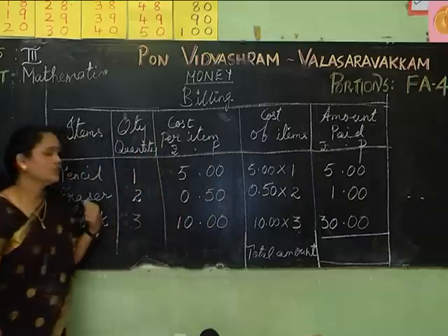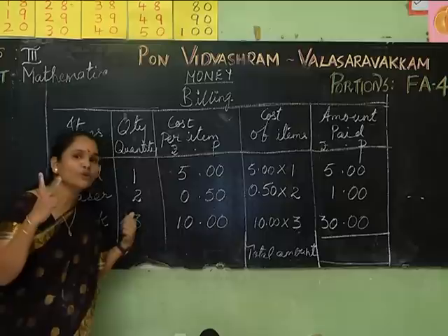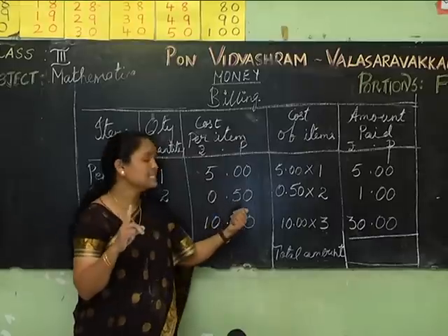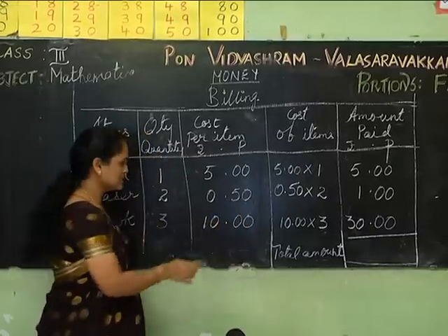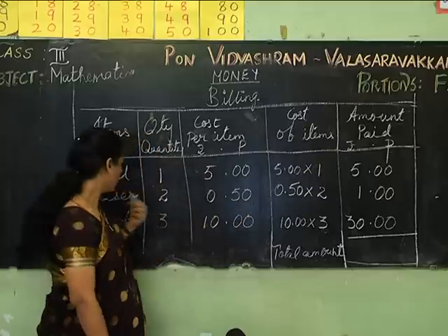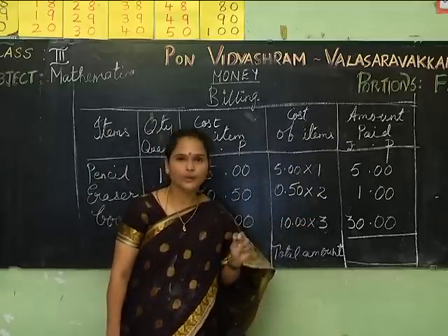The next, you bought an eraser. But this time you bought 2 erasers. Okay. Now, cost of one eraser is 50 paise. That is, there is no rupees, children. It is 50 paise. Now, the amount that you have to pay for 2 erasers.